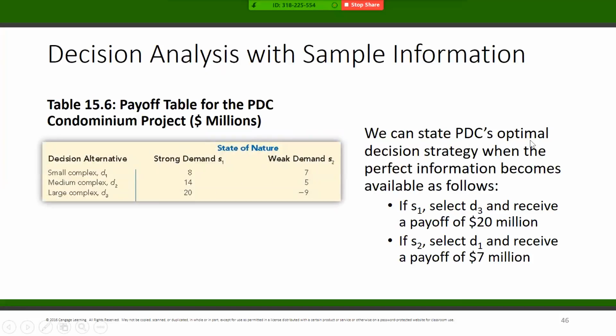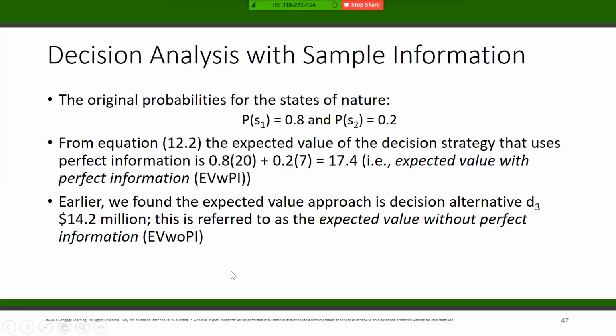So we can state PDC's optimal decision strategy when the perfect information becomes available as follows. If state 1, select D3 and receive a payoff of $20 million. If state 2, select D1 and receive a payoff of $7 million. And that's the perfect information. So that would be what we choose, depending on if it's state 2 or state 1.